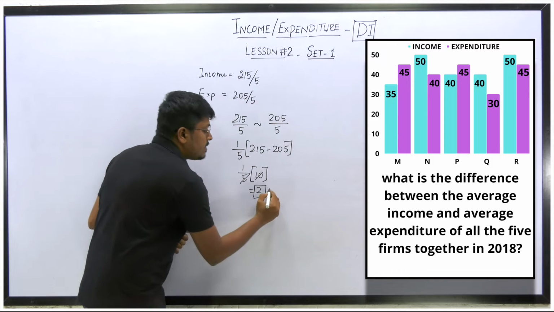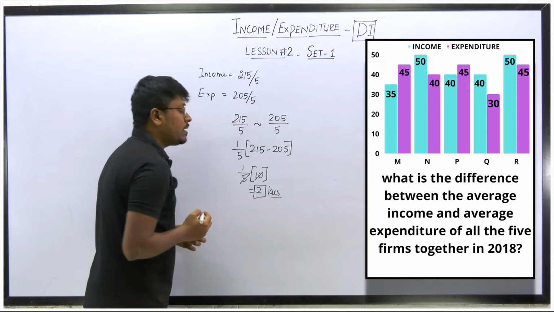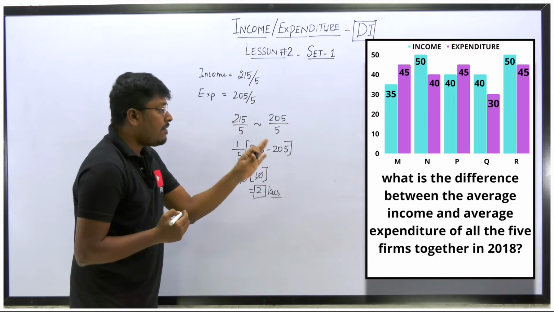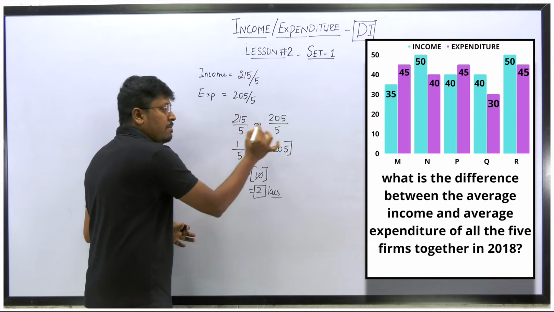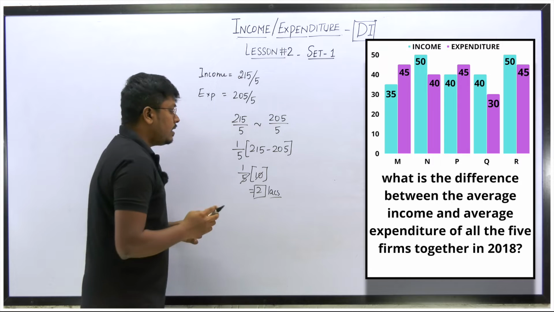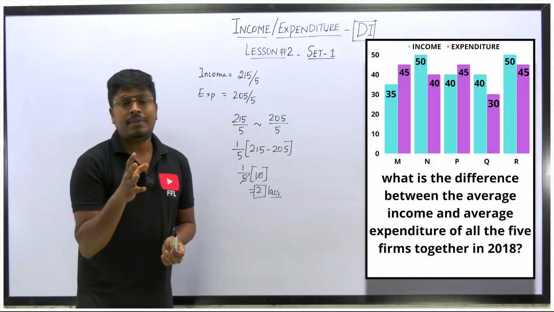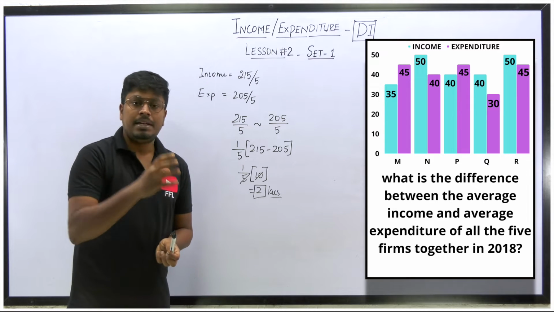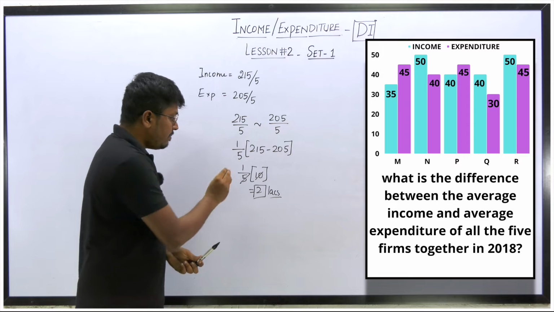So we can say that this will be 2 lakhs. Understood or not? So what is the difference between average income, so this is the average income, average expenditure. So we have found the difference. So finally the difference for all the 5 companies of average income, difference average expenditure will be 2 lakhs.